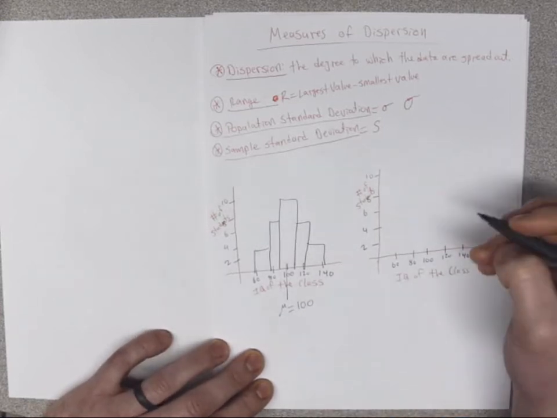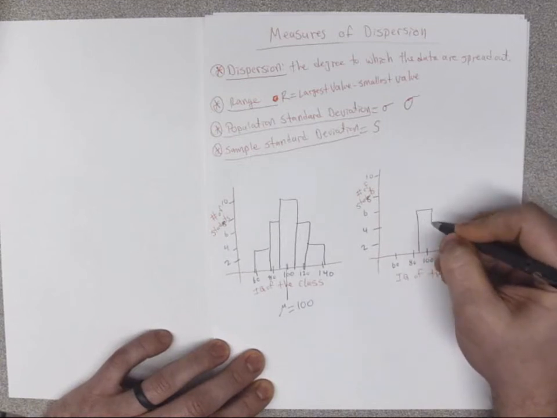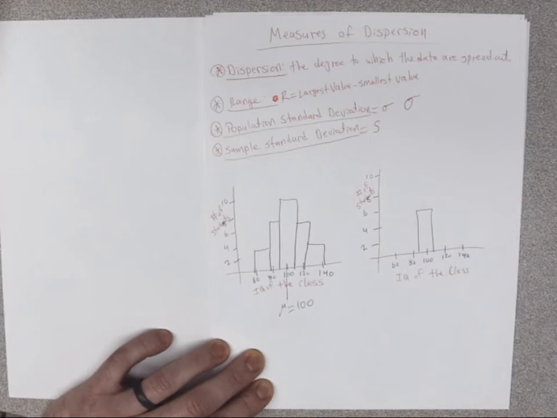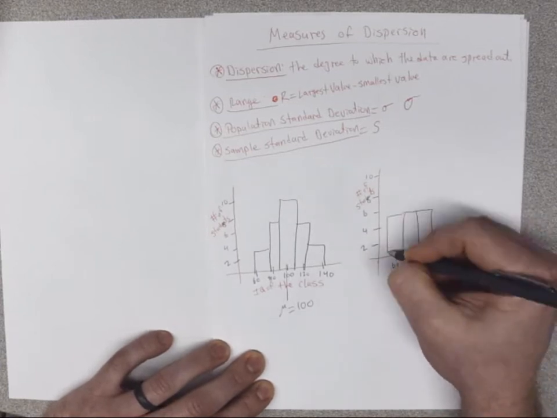All right, now for this graph, I'm going to do something similar. I'm going to go up here and stop at about 6, roughly 6. And all the other bars are going to be exactly the same.